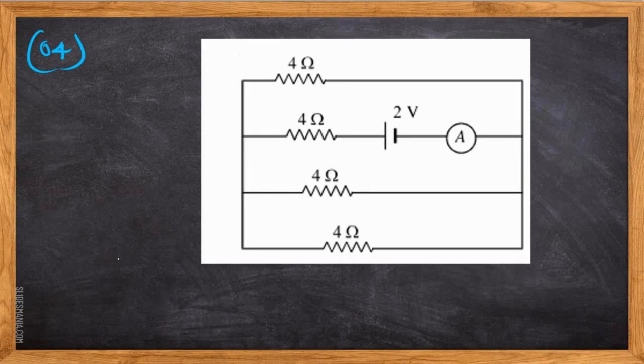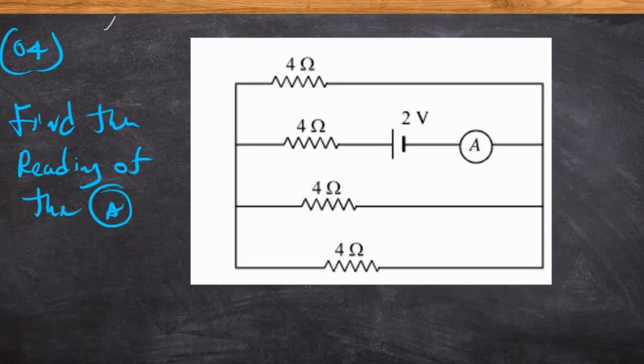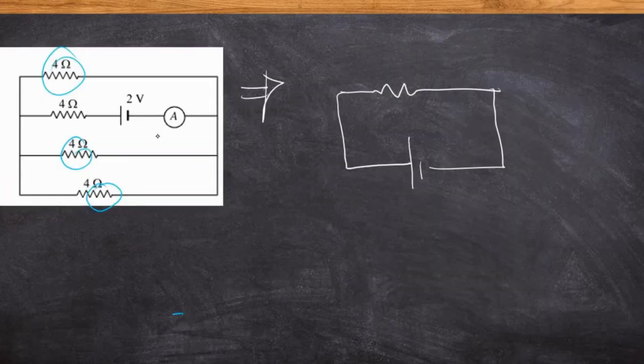Now we are in our fourth question. See, what are they asking us to find? Right, they're asking us to find, a little bit different from the third question actually, the reading of the ammeter. So that means we need to find the current through this. So current might go here, then moves down and goes up. Right, all these three are parallel. So we can easily simplify this circuit into something like this.